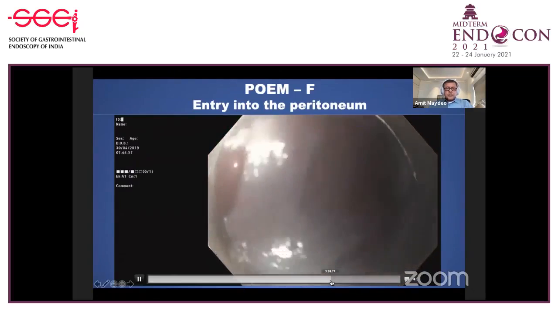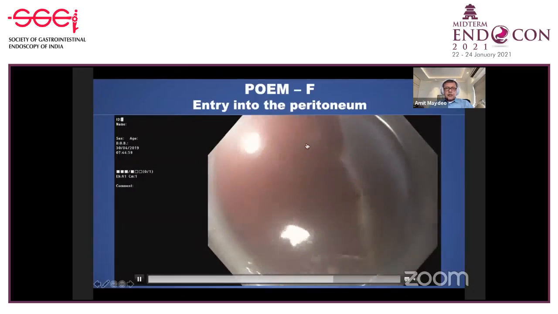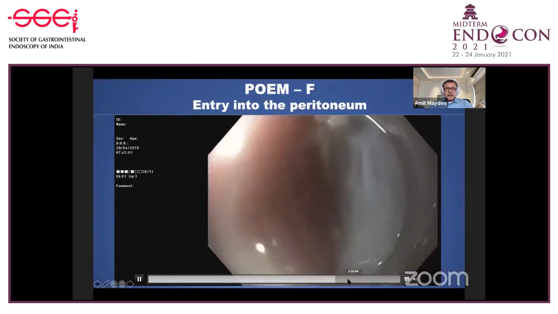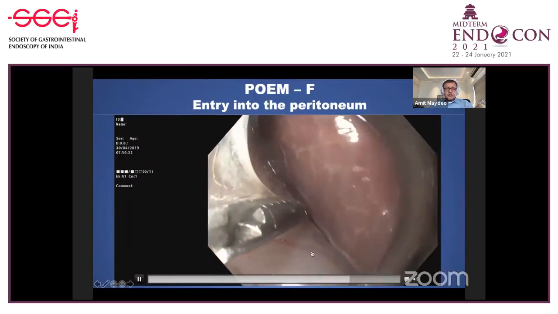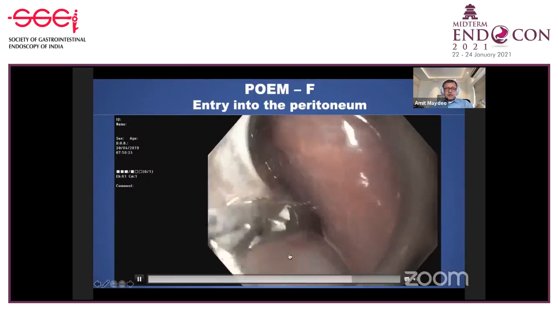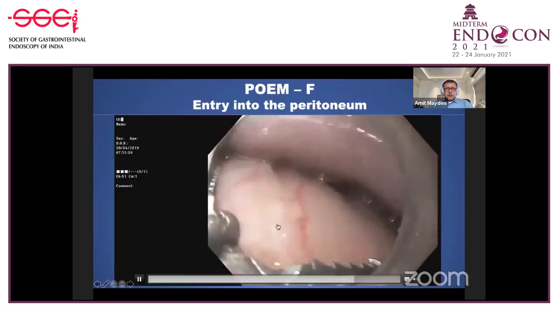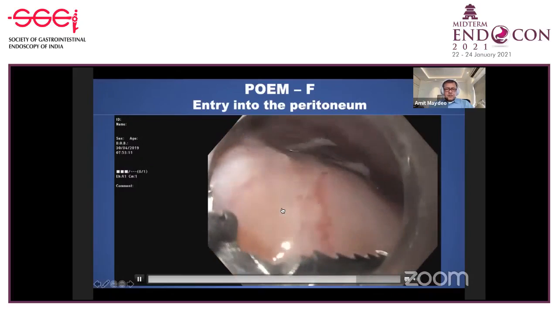And then once we enter inside the peritoneum, on the right side, you can see the left lobe of the liver. On the left side, when you angulate the scope to the left, you start seeing the fundus of the stomach. So this is the fundus of the stomach. So now this, we are going to grasp by means of a grasping forceps.